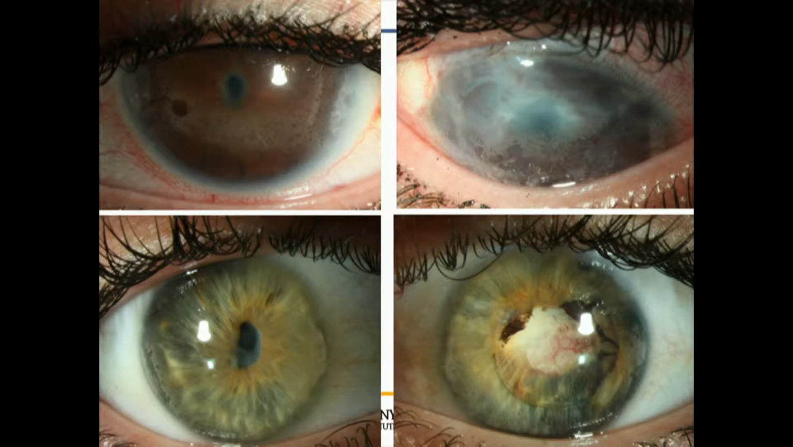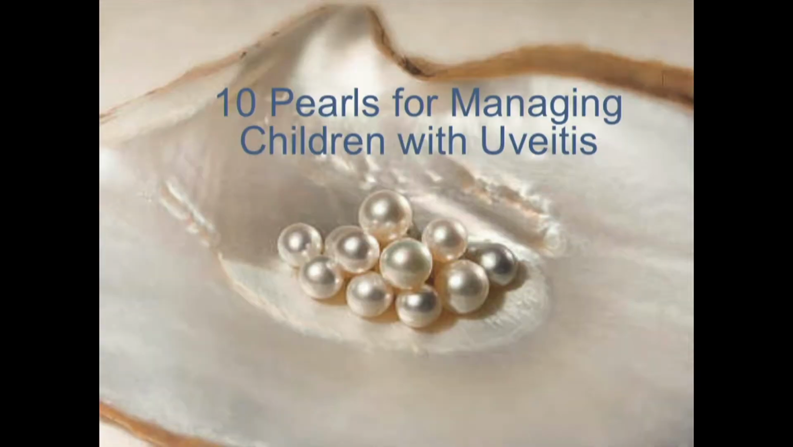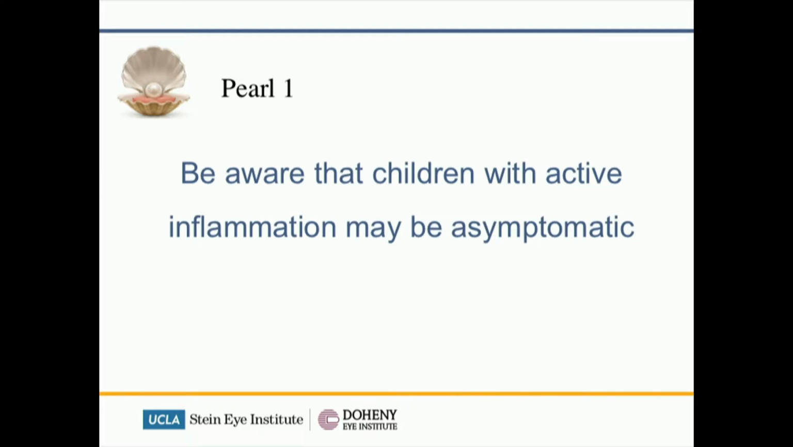And maybe the patient looked great coming out of the OR, but now in their early 20s, when they should be going to college, starting their lives, they're legally blind. So I want to give you some pearls on how to avoid this. So pearl number 1 is be aware that children with active inflammation may be totally asymptomatic.